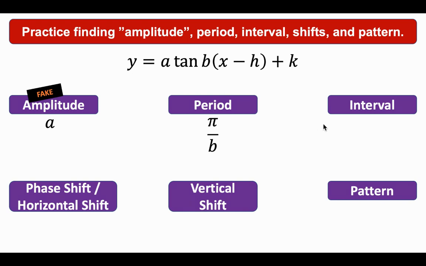Interval, you find the same way. Just like with sine and cosine, when you split it into 4 pieces, same thing here. You're going to do 1/4 times your period. Phase shift, also known as your horizontal shift, is just your h value. That's a left and right shift. Vertical shift up and down is just your k.